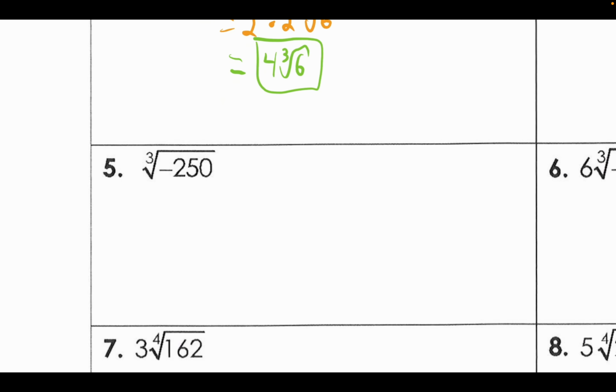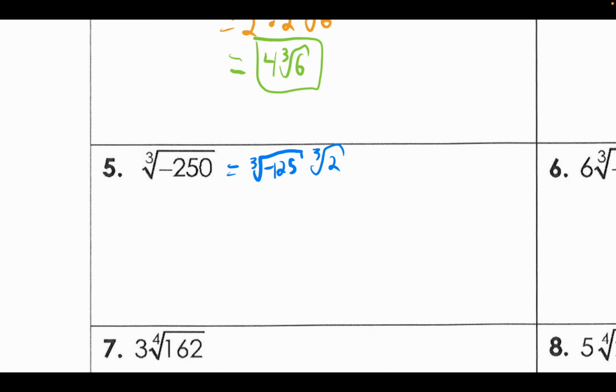All right, same thing here on number 5, except now it's negative, so it's not going to lead to an imaginary number, though, because we can have cube roots that are negative. It's just going to result in a negative number. So the biggest perfect cube that's a factor of 250 is negative 125. And the cube root of 2.